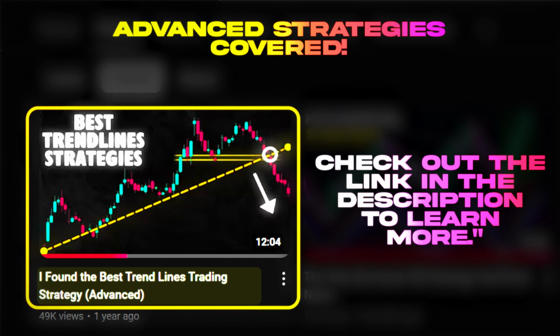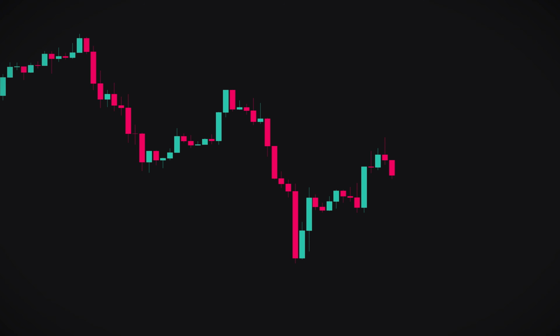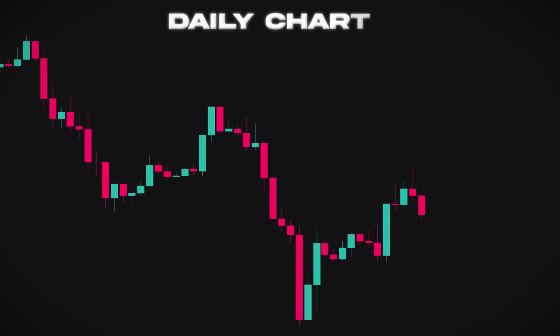Now, let's get into the strategy. We start by using multiple time frames to get a clearer picture of the market. Here's how we can make the strategy more effective. We begin by looking at the daily time frame.